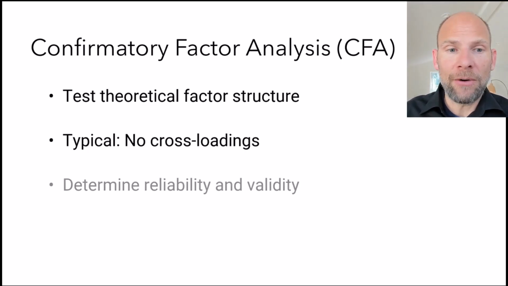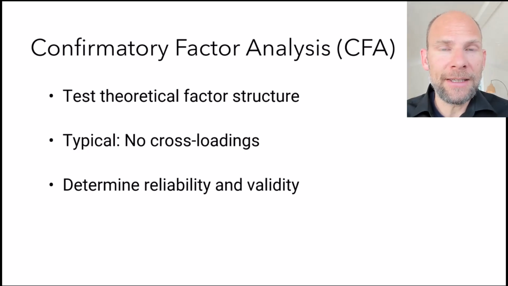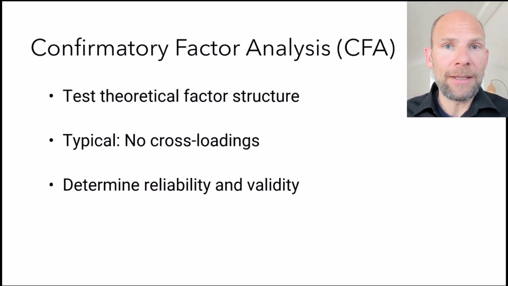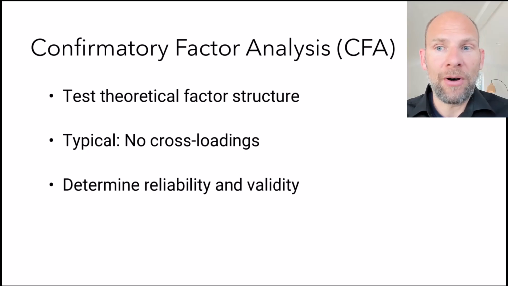Also, a CFA allows us to determine reliability and validity, so we can come up with R-squared estimates for the observed variables, which can in certain models be interpreted like reliability indices. Also, we can compute composite reliability based on CFA models such as McDonald's omega or Cronbach's alpha for certain models. And often CFA is used to test the validity of a factor structure, so factorial validity and also convergent and discriminant validity based on the estimated factor correlations for the factors that are hypothesized.